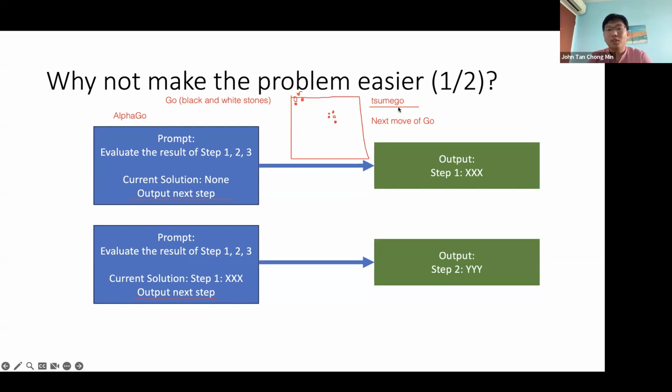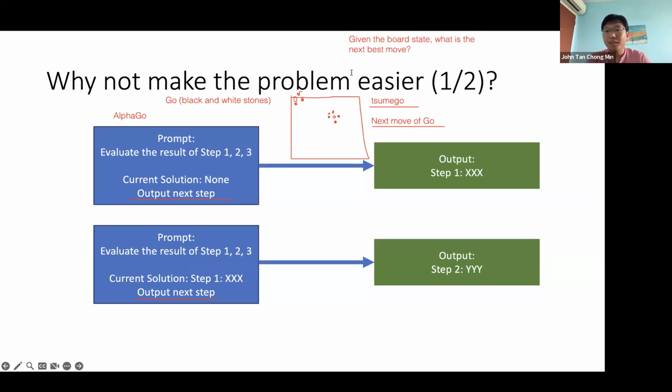So the Go problem asks you, given this board state, what should you move next? If you want to eat this white stone up, then you should move here. This is your next move. You can eat up the stone because you surround the white stones on all sides. So given a board state, what is the next best move? That's the question we ask.